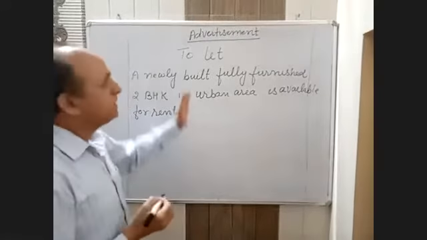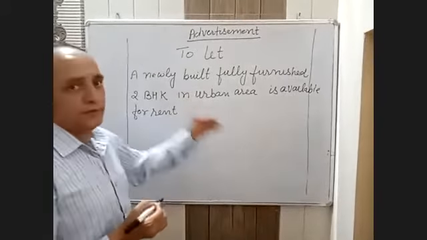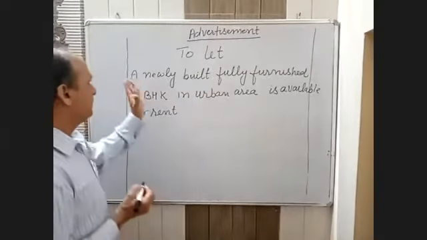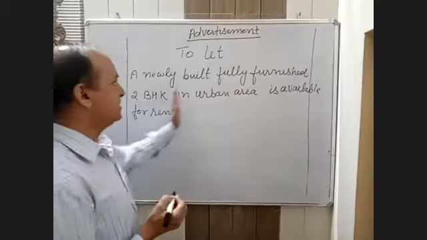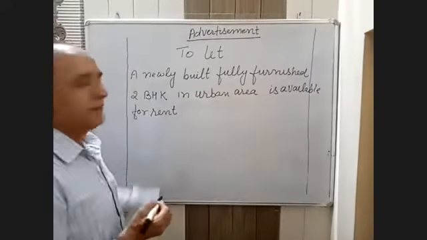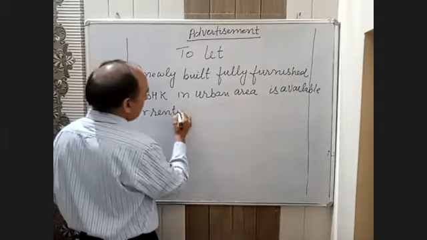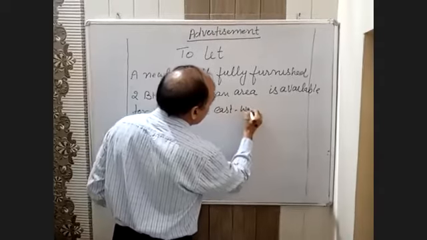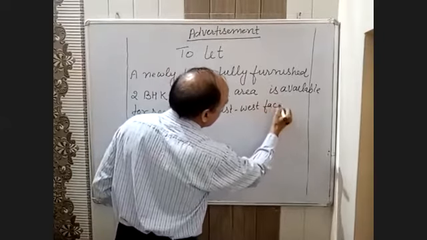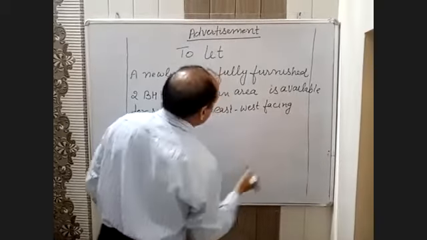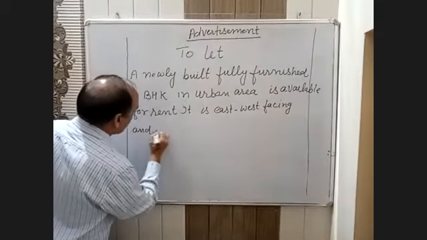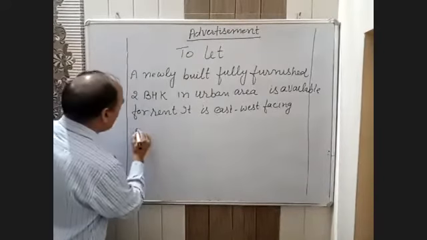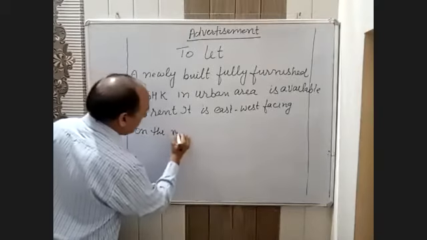Normally people prefer east-west facing. And what are the other facilities? Car parking provision, four vehicle provision, and civic facilities. Now, newly built, fully furnished 2 BHK in urban area is available for rent. It is east-west facing, and corner. You can say corner on the main road. It is east-west facing on the main road.